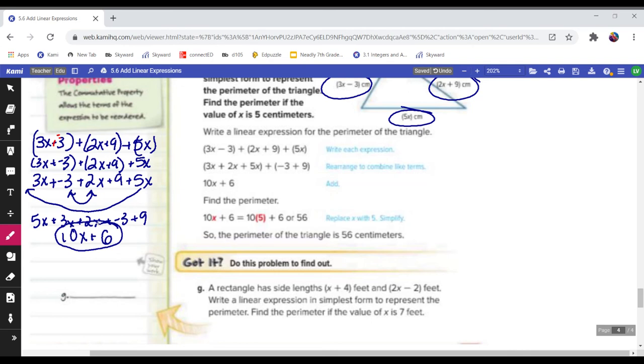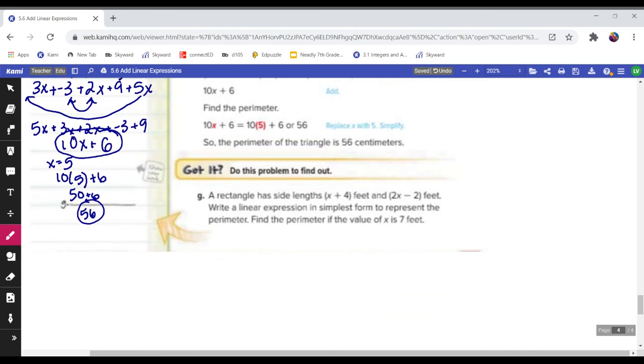That is your expression. Then to find the perimeter when the value of x is 5 centimeters, that's saying that your x value is 5. So that's 10 times 5 plus 6, which is 50 plus 6. That equals 56.